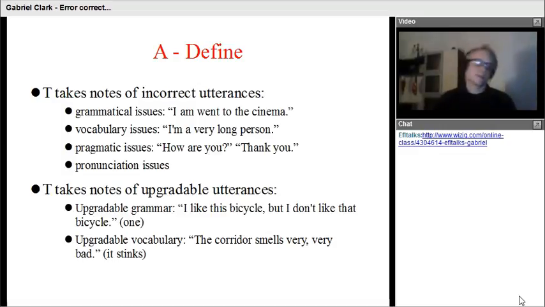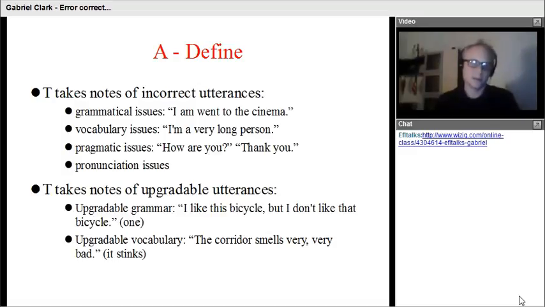What kind of things can they be? Well, they can be grammatical issues, like "I went to the cinema." They can be vocabulary issues: "I'm a very long person." They can be pragmatic issues, like "How are you?" "Thank you." That one is a pet peeve of mine, by the way. And they can also be pronunciation issues.